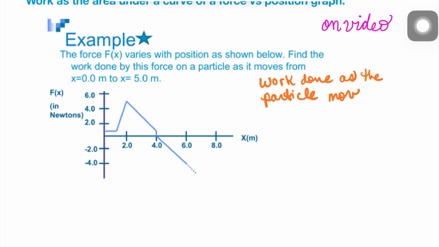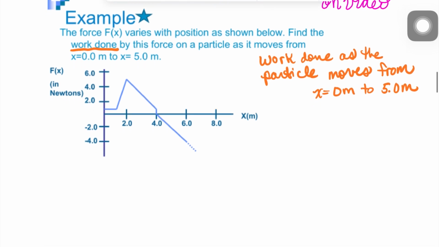If we look at this graph in more detail, we can see that for the first meter of its motion, it has a constant force. Then for the second meter, the force changes. And then for the next 2 meters, the force changes again, and so it is a decreasing force. And then for the last meter, the force has a different slope again.